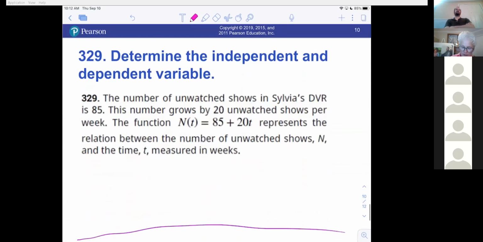All they wanted you to do here is determine the independent and the dependent variable for this function. All right, so the independent variable is going to be t because it represents time. And the dependent variable, which is n of t, represents the number of TV shows watched. So if you plug numbers in for t, that will give you your n of t. So n of t, or n, is the dependent.